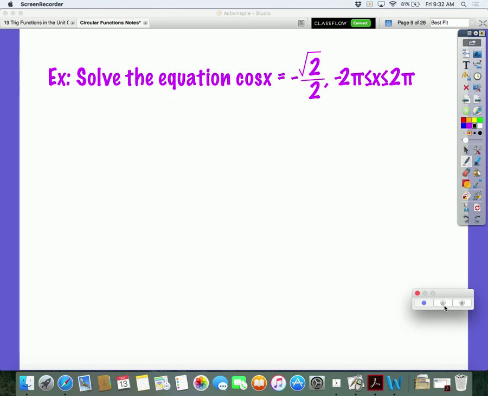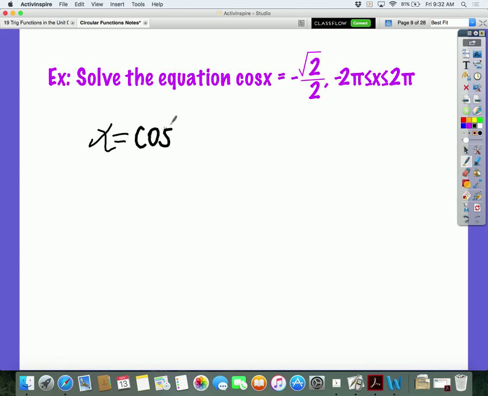You're answering this in radians, so all your answers should be in radians. This one's an easier one, okay? Because if you think about it, negative root 2 over 2 is part of an ordered pair on your unit circle. You're looking for cosine x equals negative root 2 over 2. So basically, if you were solving for x, x equals the cosine inverse of negative root 2 over 2. You're asking yourself, where on your unit circle is cosine negative root 2 over 2?